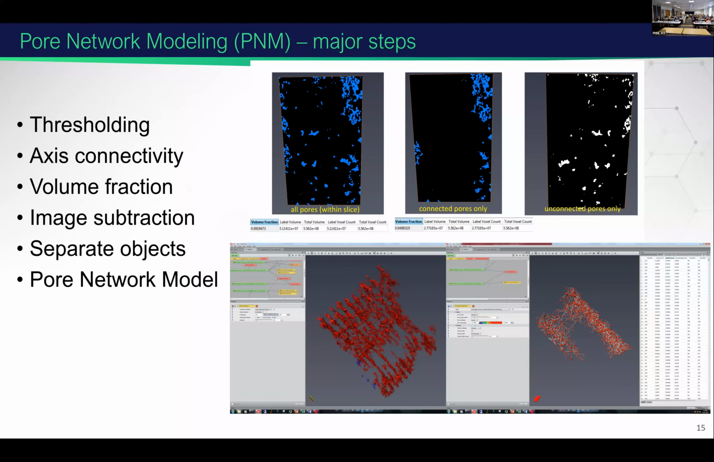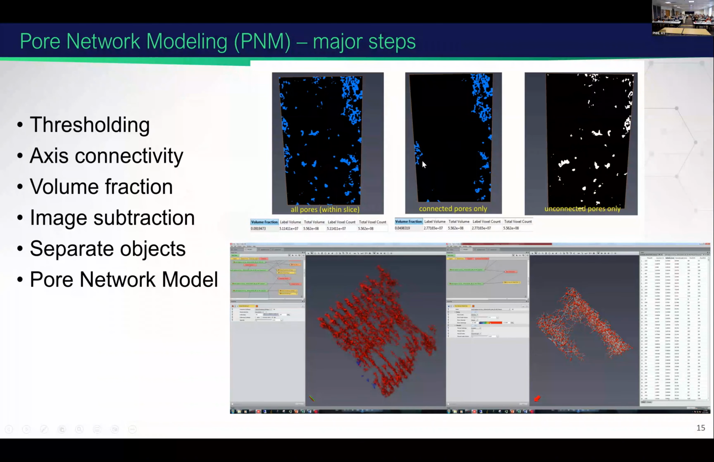And coming to the pore network model, as I said, after doing the thresholding, we get the pores. We attach the access connectivity module, and then we do the image subtraction, which divides the connected and unconnected pores in the same software. Then we do separate objects. Then we do the pore network model.